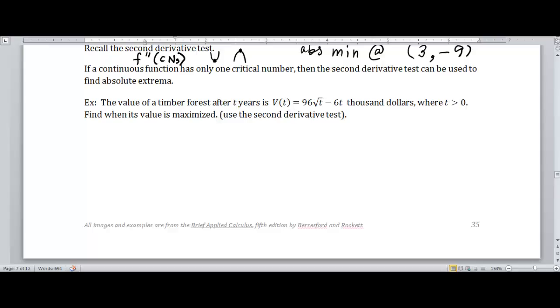So here's the value of a timber forest, given by this function, in thousands of dollars, where t is greater than 0, right? T is time. Find when its value is maximized. Okay, to maximize a function, take the derivative, and this is 96t to the 1/2 minus 6t. Okay, so I'm going to pull the 1/2 outside. 1/2 times 96 gives me 48. Remember we do this business? So t to the negative 1/2 minus 6. That is the derivative.